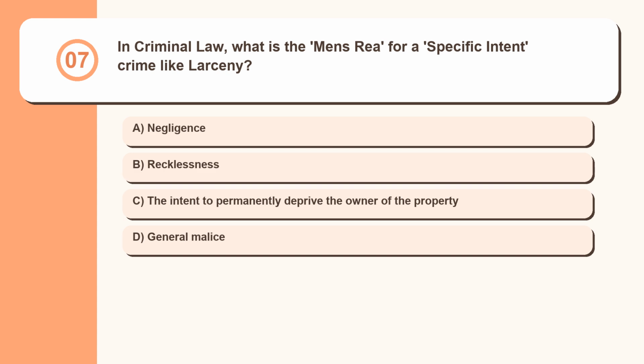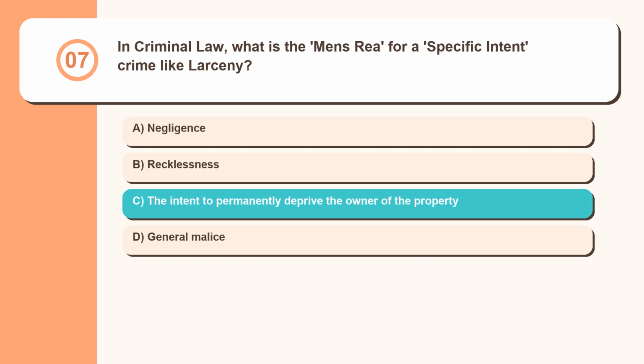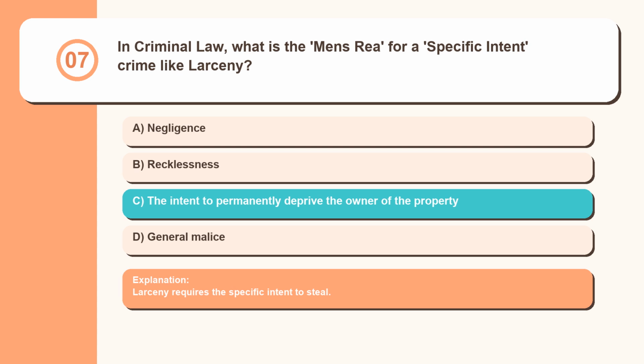Question 7. In criminal law, what is the mens rea for a specific intent crime like larceny? Negligence, recklessness, the intent to permanently deprive the owner of the property, or general malice? Larceny requires the specific intent to steal.